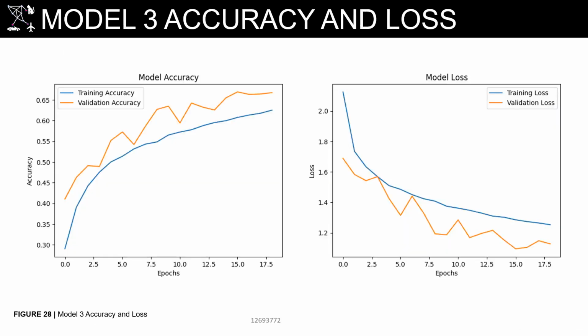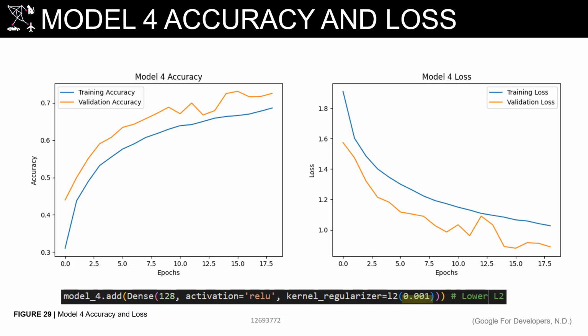Figure 28 shows training and validation accuracy plunged and loss worsened. Validation became more erratic. It was now underfitting. So, in Model 4, L2 is lowered from 0.01 to 0.001. However, Figure 29 shows that it still performed badly.